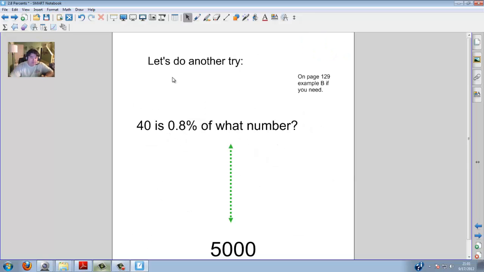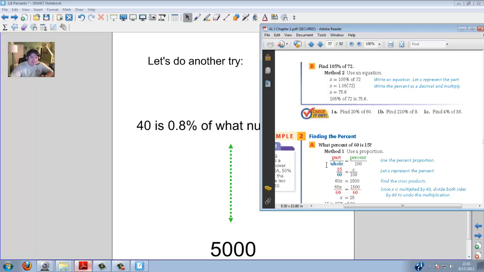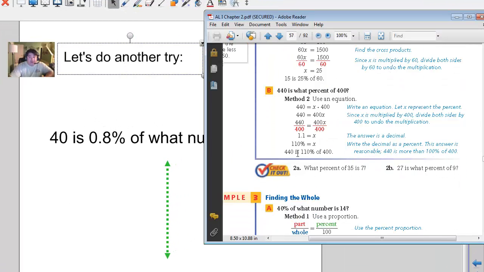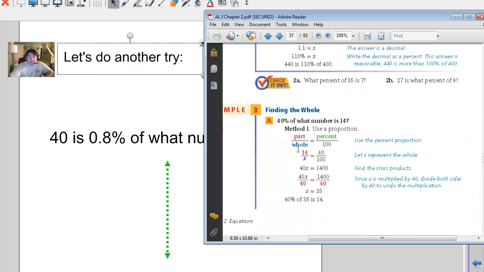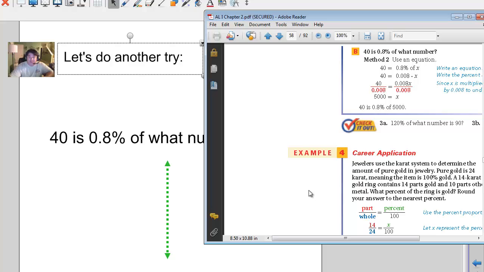Next page. Let's do another, and we can also look on page 129, example B, if you need, which of course would be right. Page 129? I got to check here. It's 128, 129. Here we go.